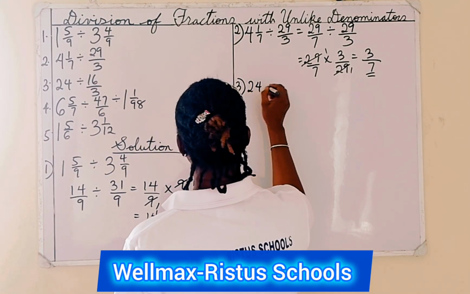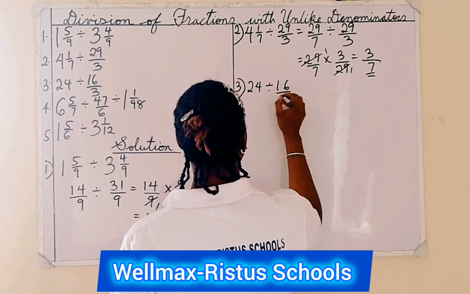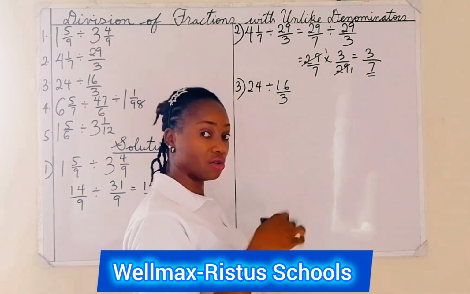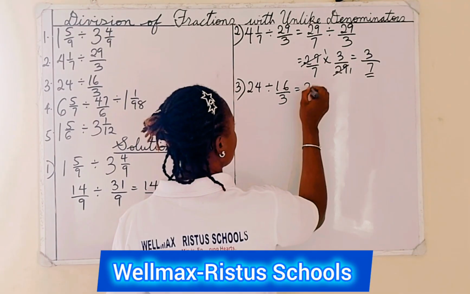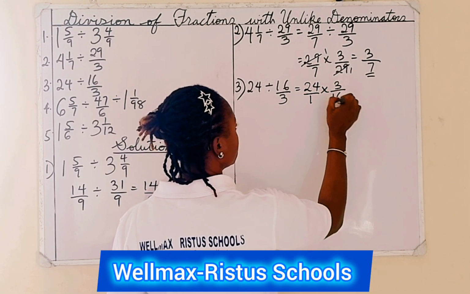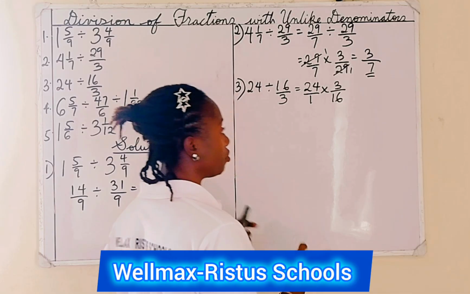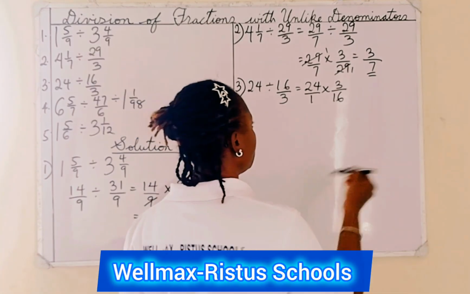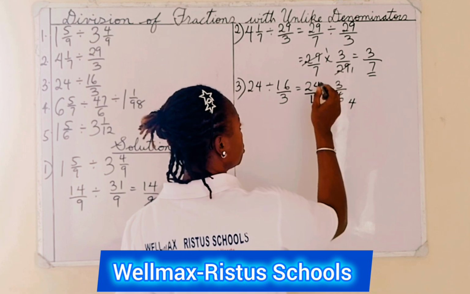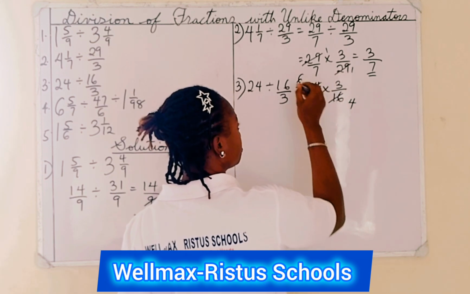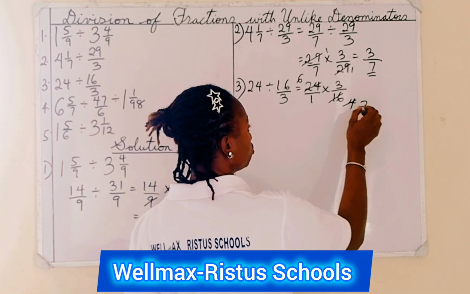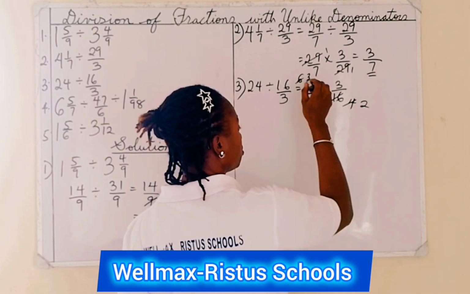We have 24 divided by 16 over 3. Now the inverse of 16 over 3 is what? 3 over 16. Now this becomes 24 over 1 times 3 over 16. So we can now start breaking it down, right? 4 can go here 4, 4 can go here 6, right? 2 can go here 2, and 2 can go here 3.